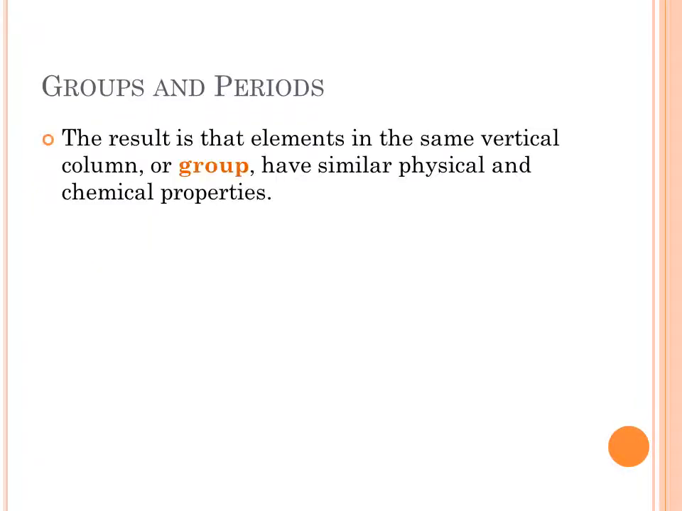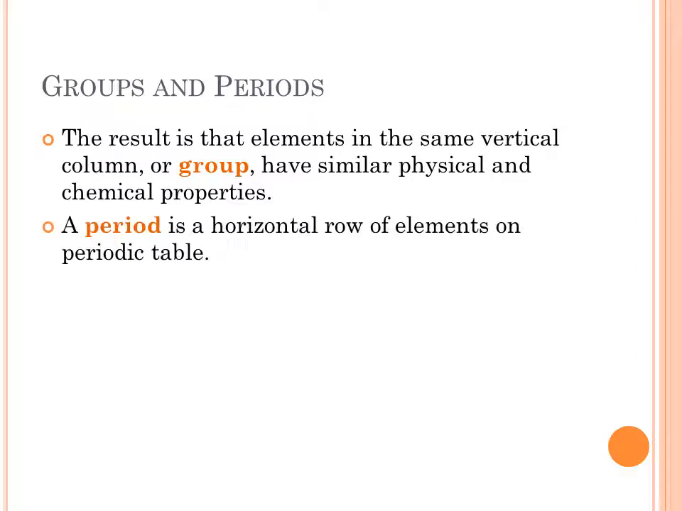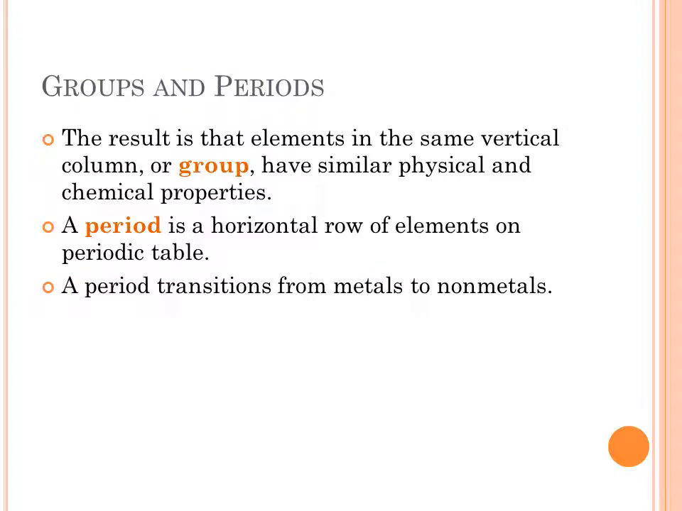The result of that is that elements in the same vertical column on the modern periodic chart, which we call groups, have very similar physical and chemical properties. The periods are the horizontal rows of elements on the periodic table. Those do not have similar physical and chemical properties. The period or row transitions from metals to nonmetals.